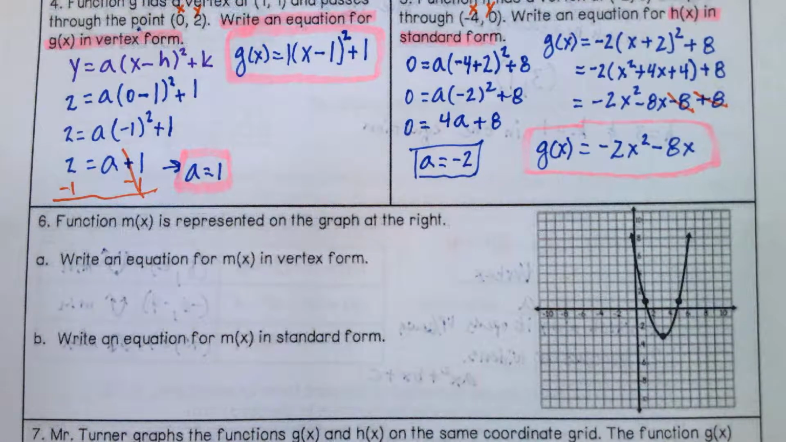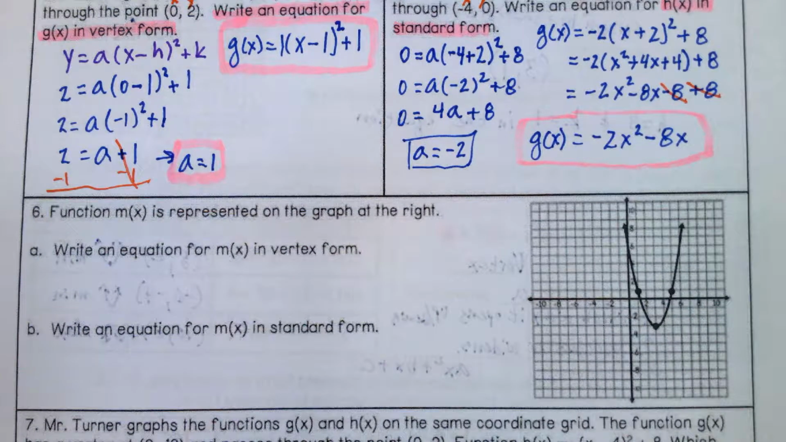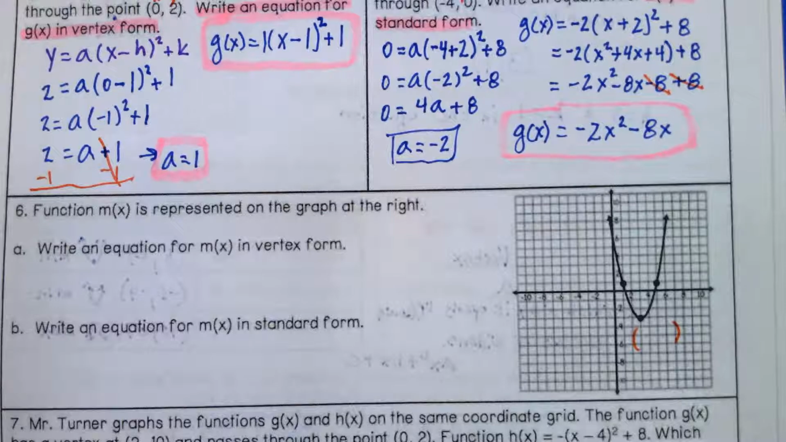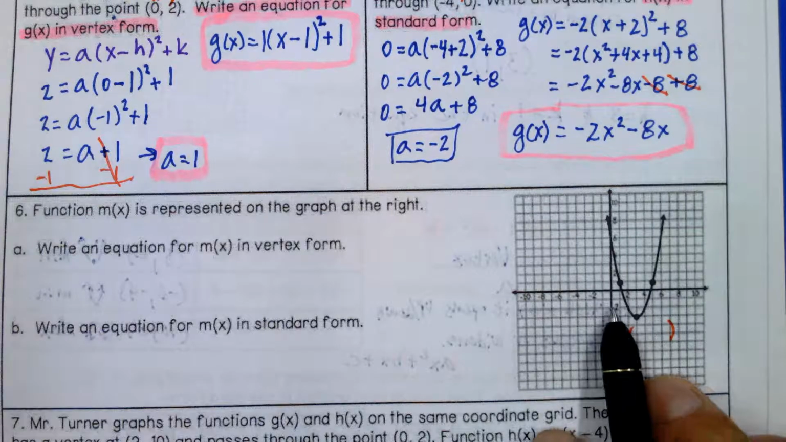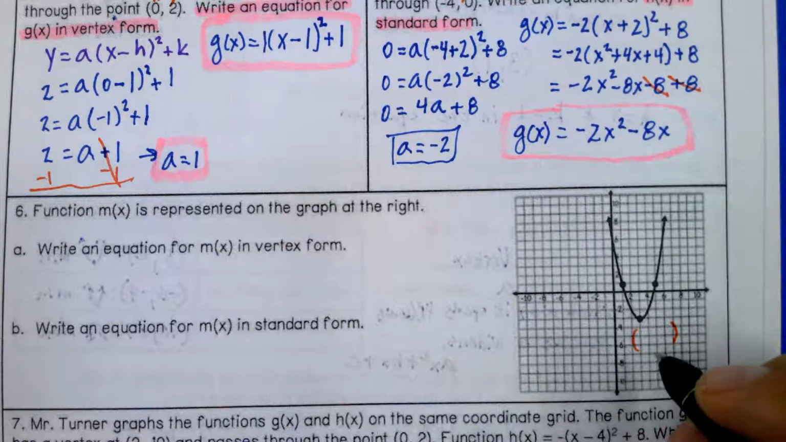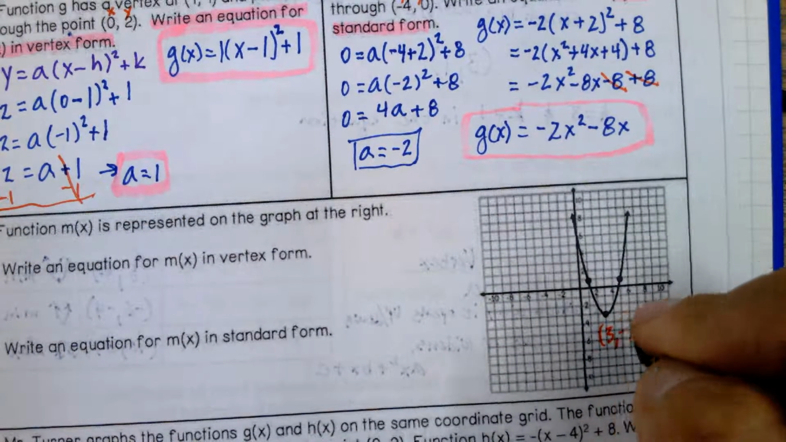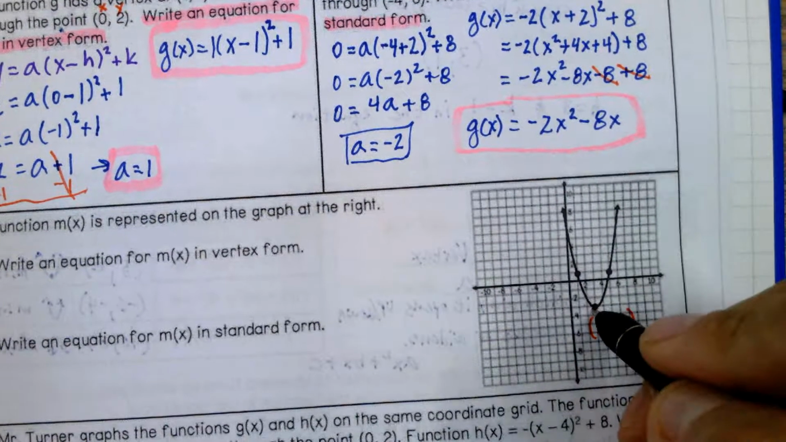Okay, we got a couple more things we got to do. Okay, so we have this function m of x right here. This is m of x. It's represented by the graph on the right. Write an equation for m of x in vertex form. Okay, so what are the two pieces we need? We need the vertex. What's the value for the vertex? 3, negative 3. Yeah. So the vertex here is 3, negative 3.